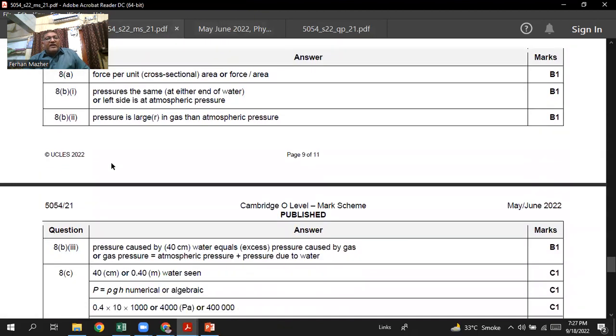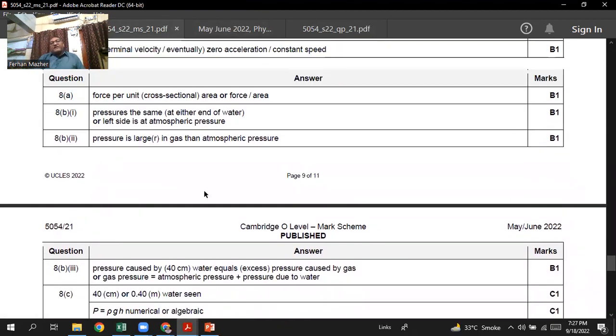So that was question number 8. My dear students, you can see the marking scheme of question number 8 showing up on your screen. You can pause the video and take your time with this marking scheme.